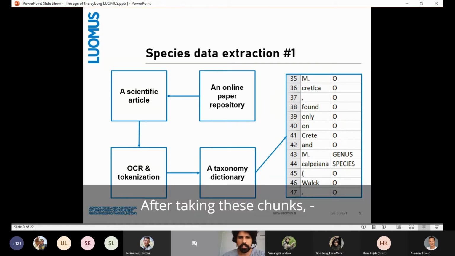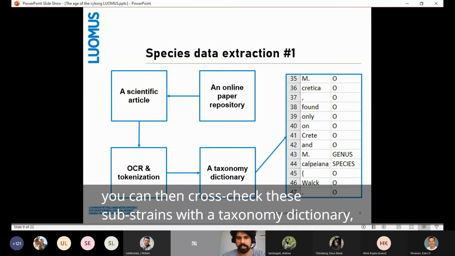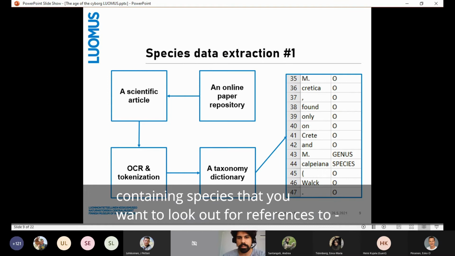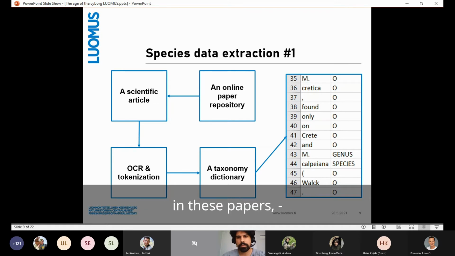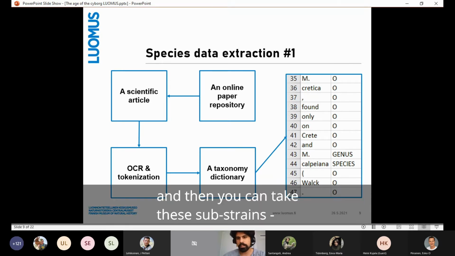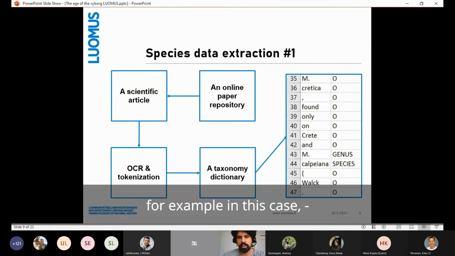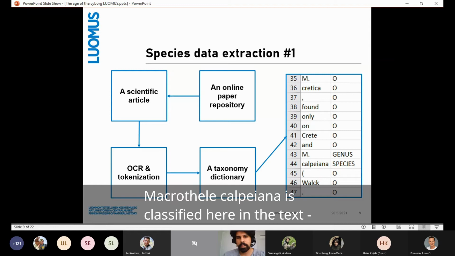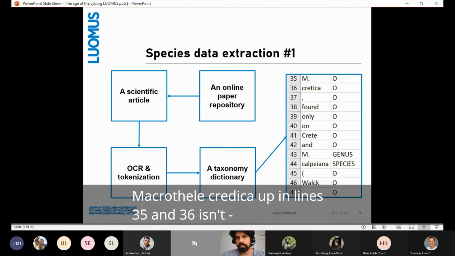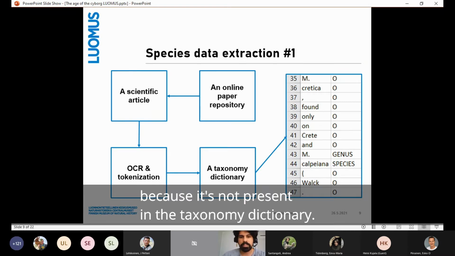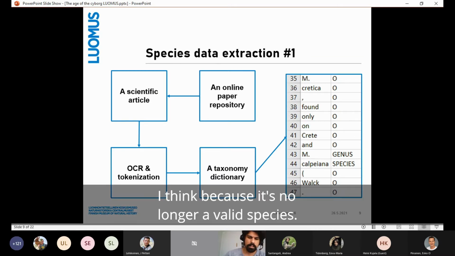So after taking these chunks, you can then cross-check these substrings with a taxonomy dictionary, for example, containing species that you want to look out for references to in these papers, and then you can take these substrings and detect when a genus or a species is mentioned. For example, in this case, Macrothele calpeiana is classified here in the text. Macrothele cretica up in lines 35 and 36, for example, isn't, because it isn't present in the taxonomy dictionary. In this case, I think it's because it's no longer a valid species.